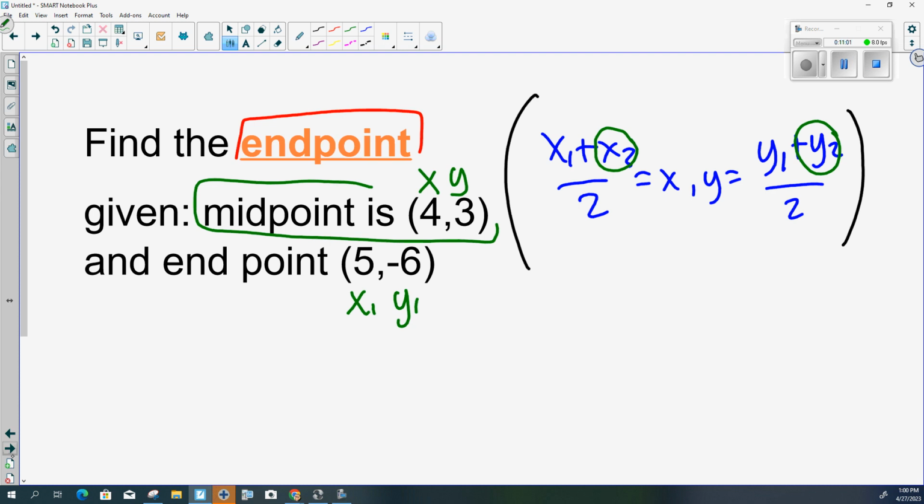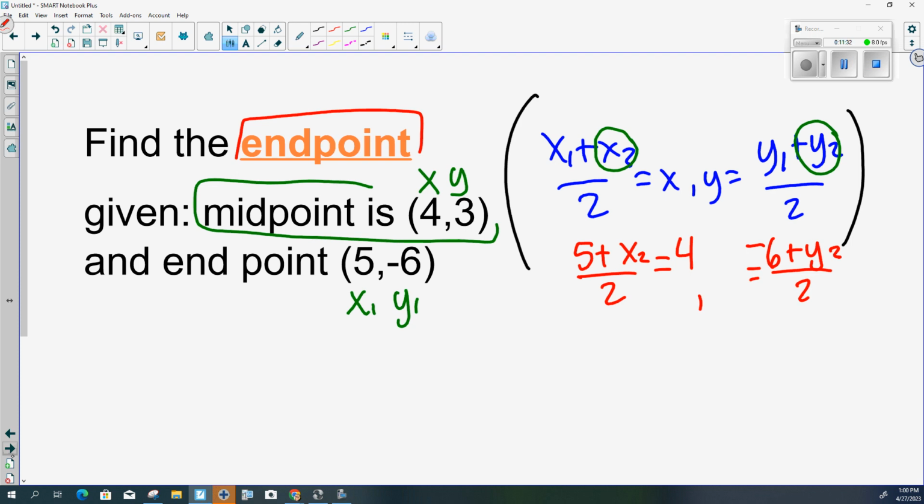Okay. Once you have your stuff labeled, you will start to plug it in. So my x1 is 5. I don't know my x2. My midpoint is 4. Any questions with where I put those ones? Okay. Come over to my next one. My y1 is negative 6. I don't know y2. That's what they're asking me. But I do know the midpoint is the y value there.